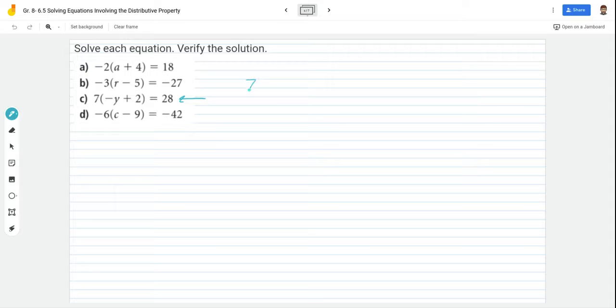The first thing I would recommend you do is rewrite the equation as it appears in the question. The second step you need to continue to do is you need to, of course, distribute the 7 to everything that's in the brackets or the parentheses to get rid of them.